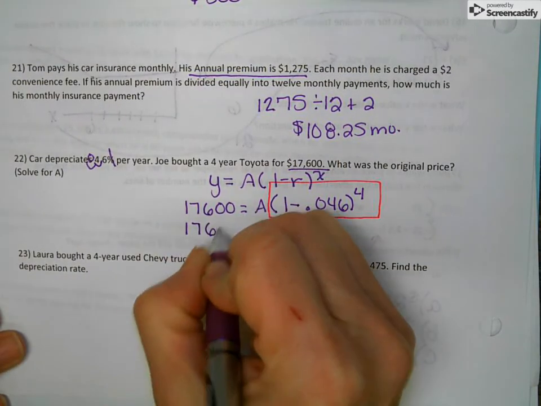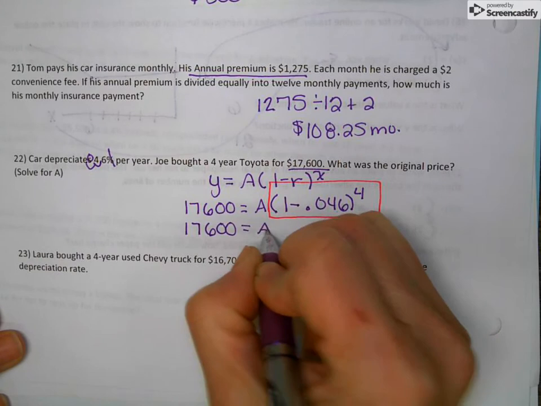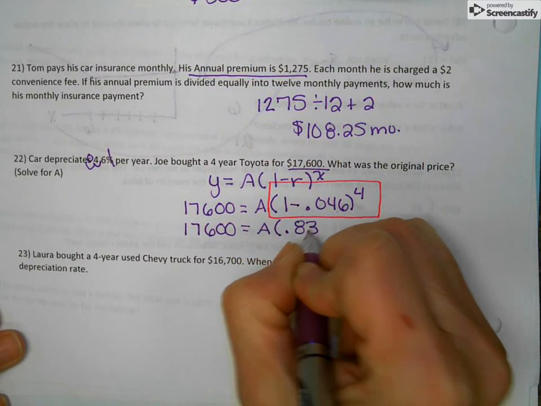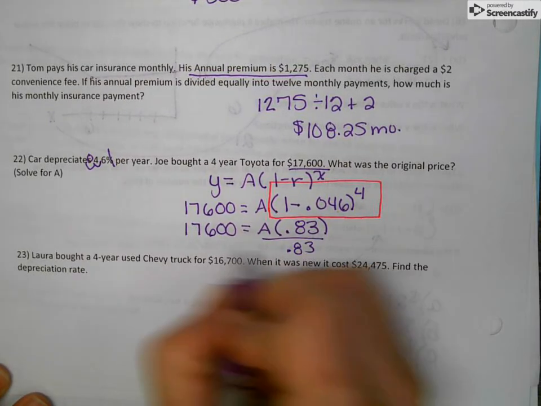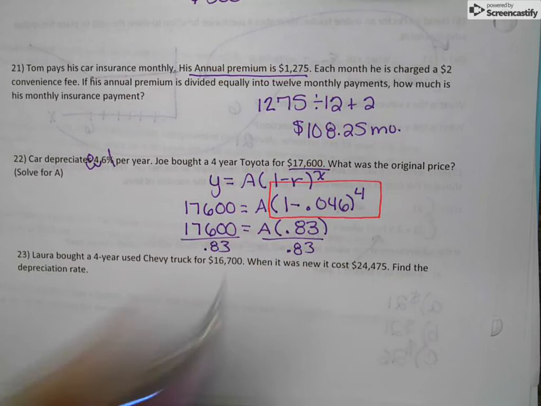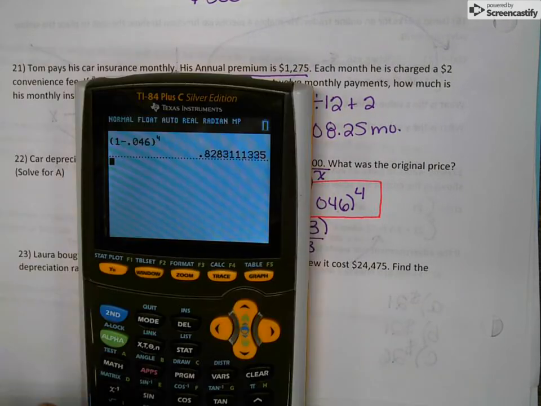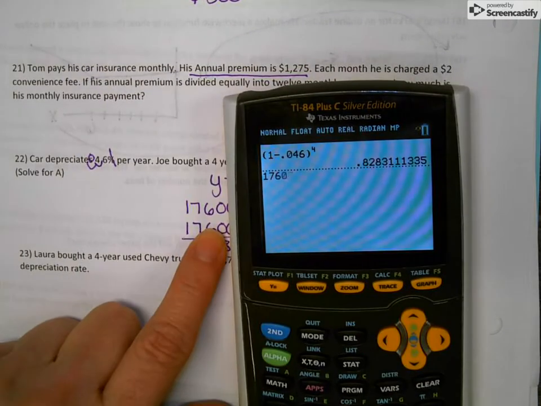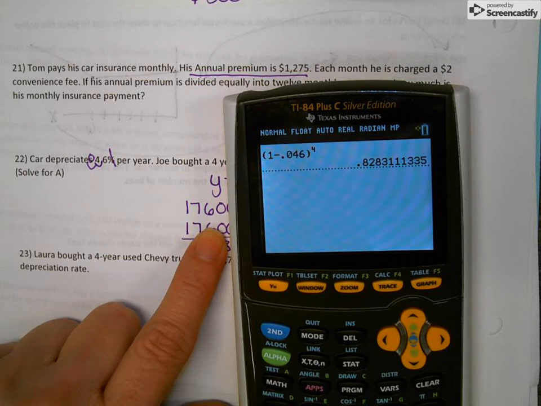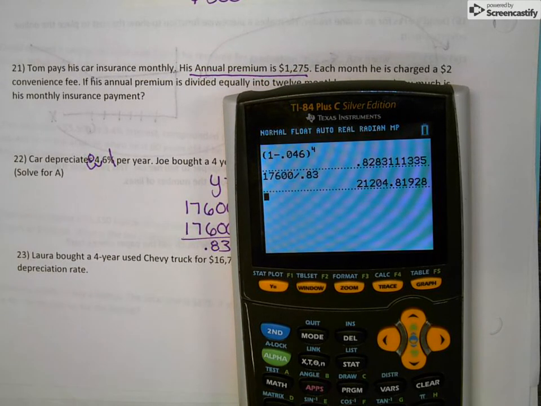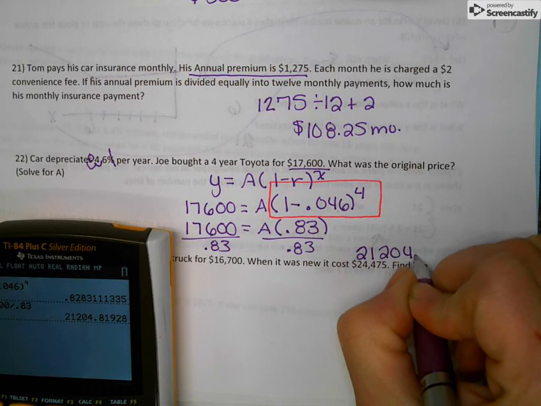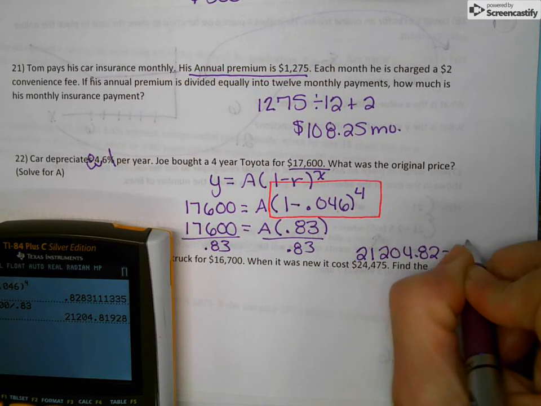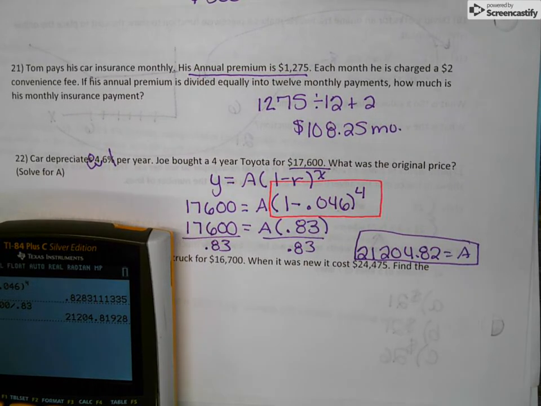So 17.6 equals A times 83 cents. To get A by itself, you're just going to divide both sides by 83 cents. So I got 17,600 divided by 83 cents, and that gives me $21,204.82. So we've got $21,204.82 equals A.